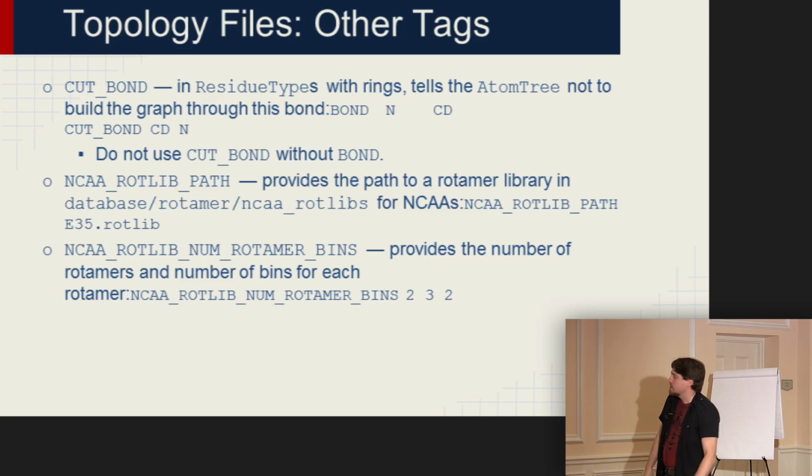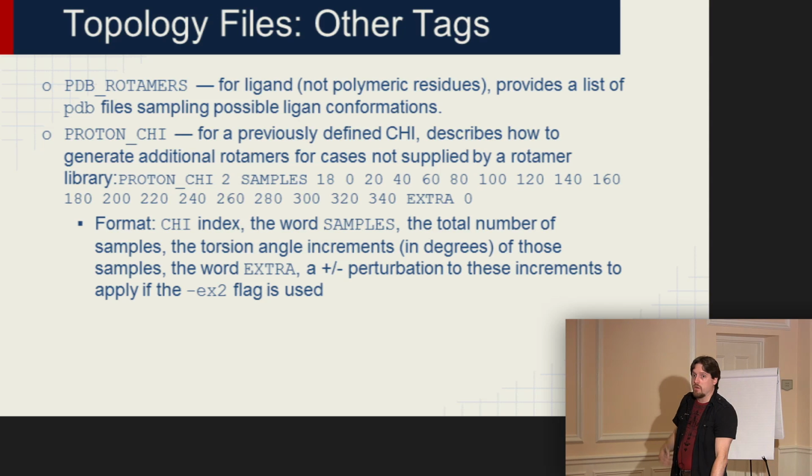Okay. Then there's all sorts of ways of providing rotamer libraries. If you're using non-canonical amino acids, you have this non-canonical acid, NCAA lib path, as well as number of rotamer bins. You use those together to read the right rotamer library from the database I showed you earlier. If you have your rotamers stored as a bunch of separate PDB rotamers, like ligands do, then you can provide a list of those PDB files sampling possible ligand conformations. That's another alternative. You use that label. Or for protons, you can actually define the chi angles and the rotamer bins and such for your protons in this proton chi line. So there's lots of different methods you can use for doing that.